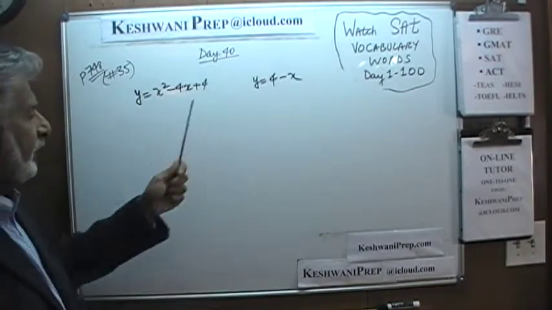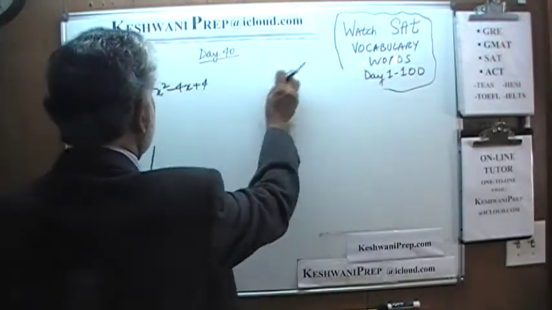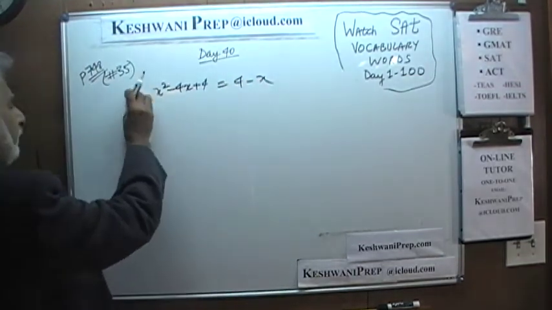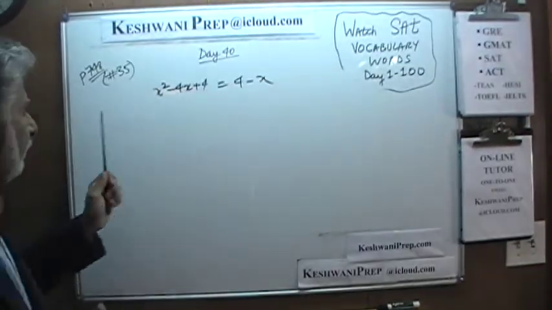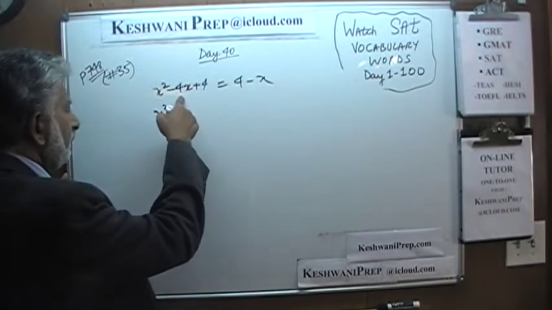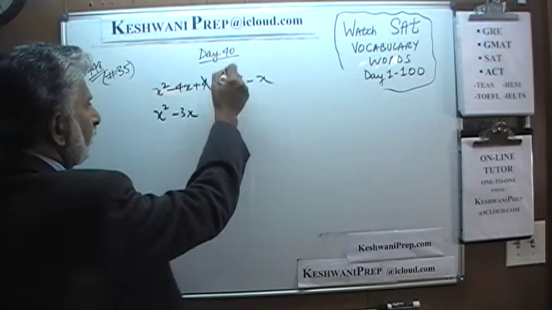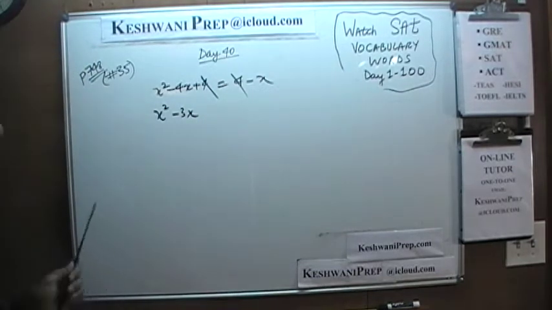Y is equal to this thing and there they tell you. So let's set them equal to each other, 4 minus x. And just solve for it. Simple enough. Let's bring the x to this side. So we're going to get x squared minus 4x and a plus x. So it's going to give us negative 3x. And 4 is going to drop out. Oh, this is very simple actually. And that's equal to 0.